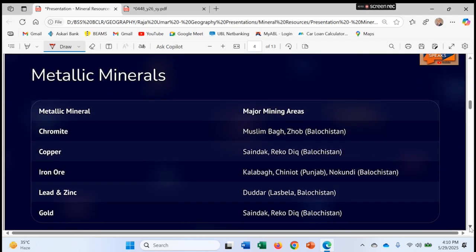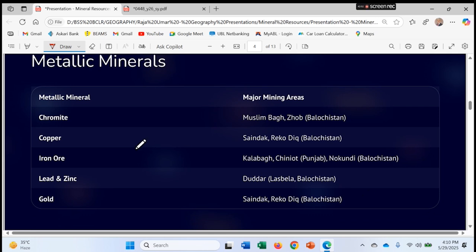Next one. Now the metallic minerals, as we were talking about, you must be knowing in which areas the metals are being extracted, and the quantities even. So metallic minerals: chromite, Muslim Bagh, Zhob, Balochistan. Muslim Bagh and Zhob are both in northern Balochistan.